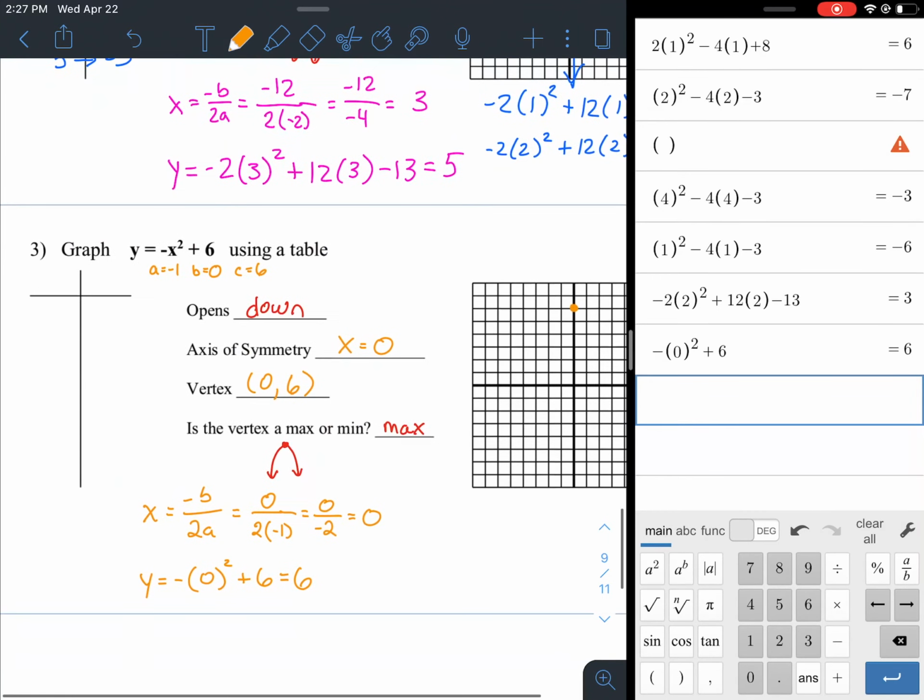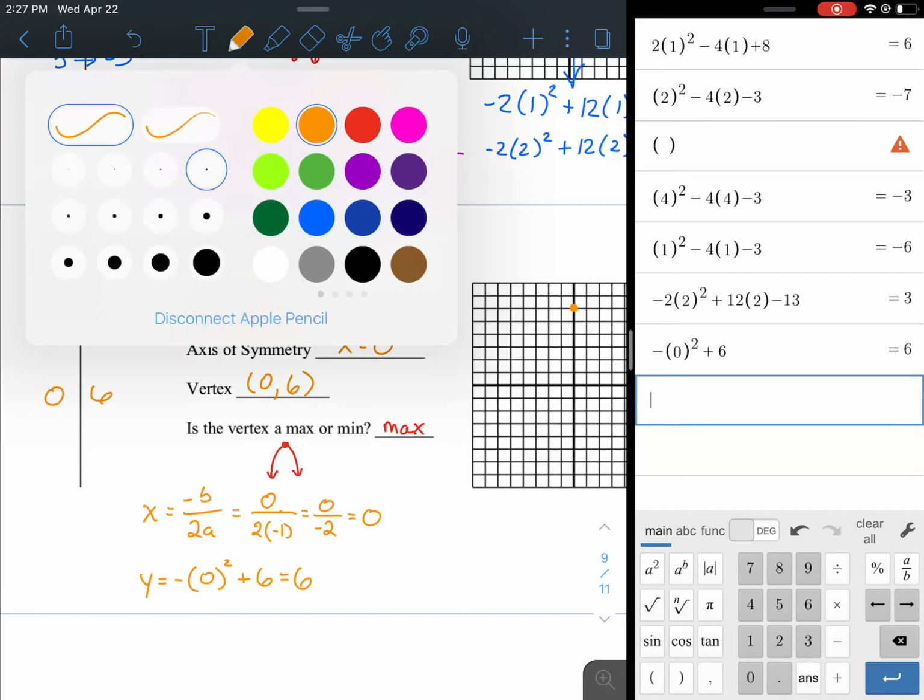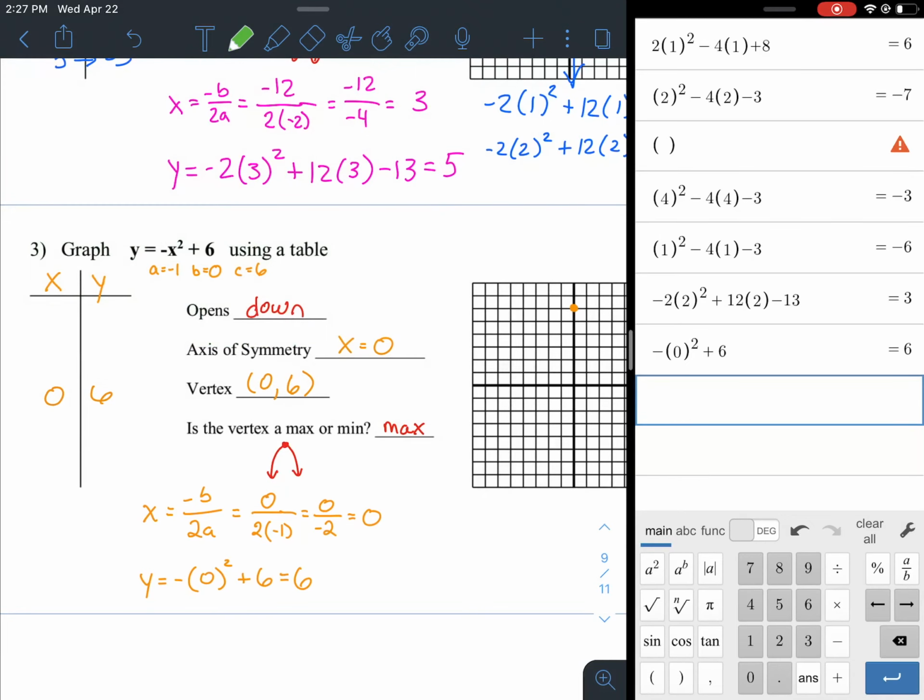Okay. Now, in order to find the other points, we go back to the table. X, y. I'm putting 0, 6 right in the middle. Now, if I think about a number line, what would be to the left of 0? It would be negative 1 and negative 2. What would be to the right of 0? Be positive 1, positive 2.